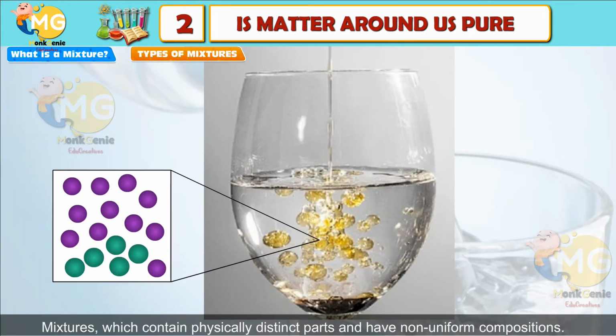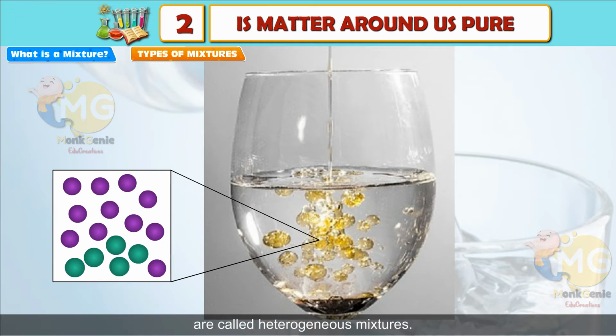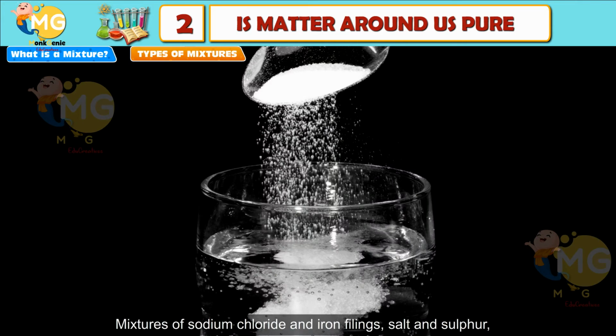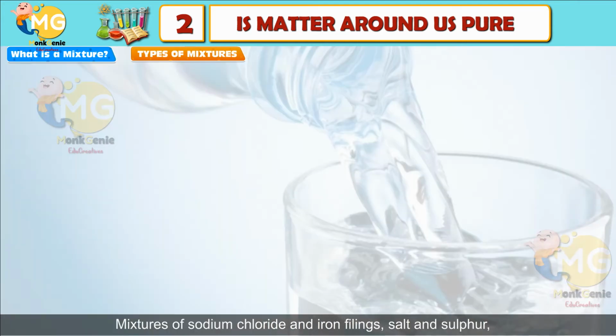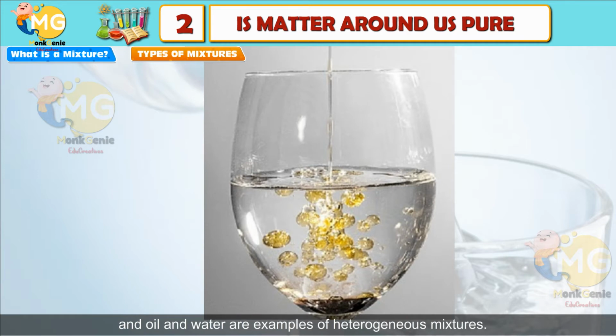Mixtures which contain physically distinct parts and have non-uniform compositions are called heterogeneous mixtures. Mixtures of sodium chloride and iron filings, salt and sulfur, and oil and water are examples of heterogeneous mixtures.